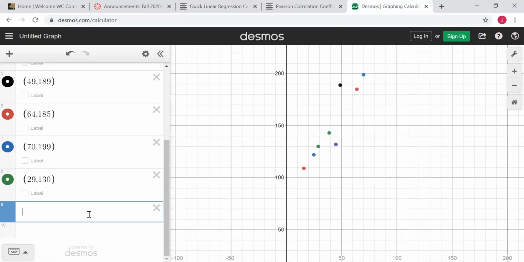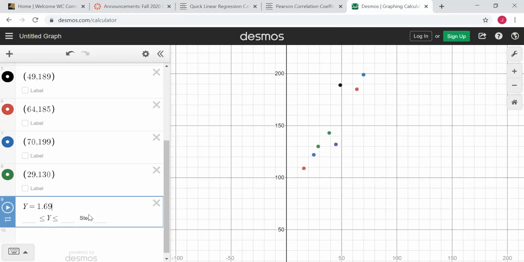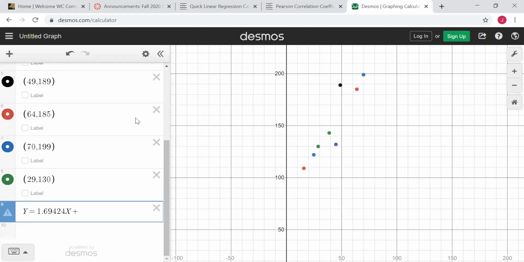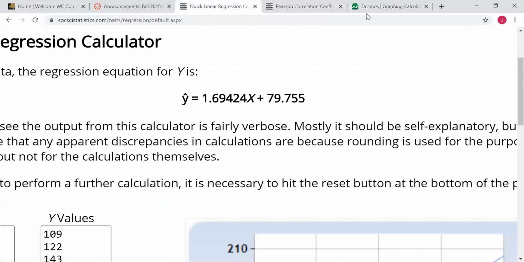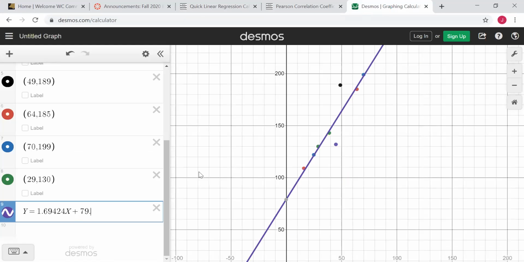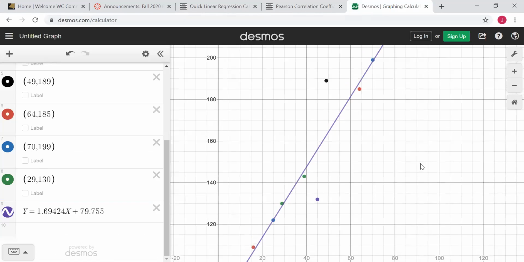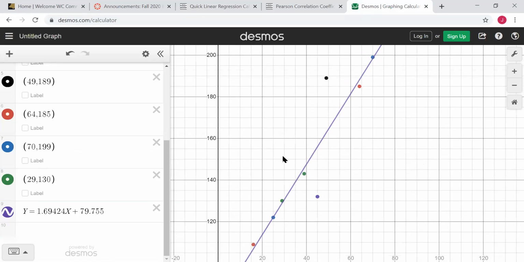And so, what was the y-intercept? It was 79.755. So there you go, bada bing, bada boom. There's a nice graph of the regression line there. You notice it doesn't cross through every single point. It gets close to crossing through this point.